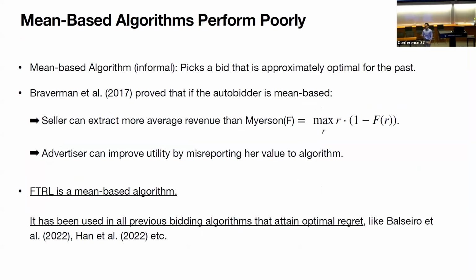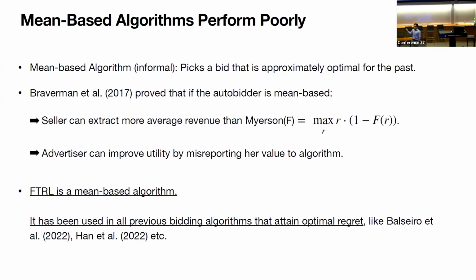These are algorithms which, at each point in time, take an action that's approximately optimal for the past. And Braverman et al. showed that for this class of algorithms, the seller can take advantage of the algorithm by extracting more revenue out of it than the Myerson optimal revenue. So on average, you can extract more revenue by exploiting the fact that the algorithm is learning, as compared to a strategic agent.